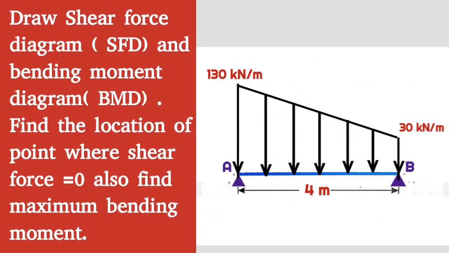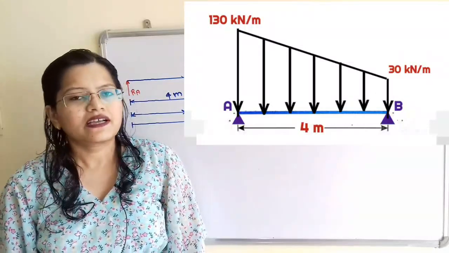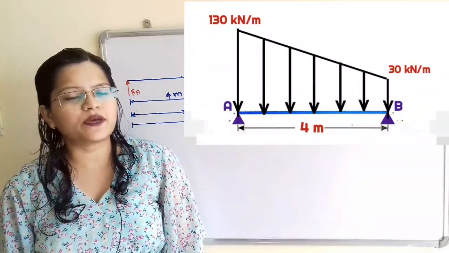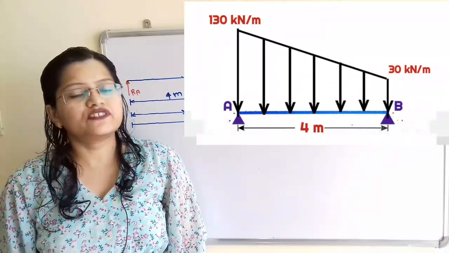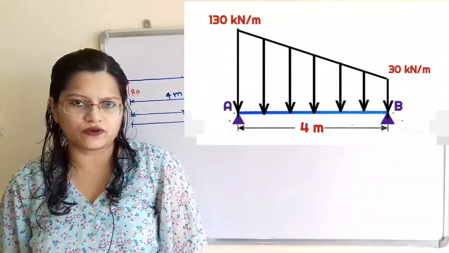Given question, draw shear force diagram and bending moment diagram. Find the location of point where shear force is 0. Also find the value of maximum bending moment. Given diagram is a simply supported beam which carries uniformly distributed load as well as uniformly varying load.